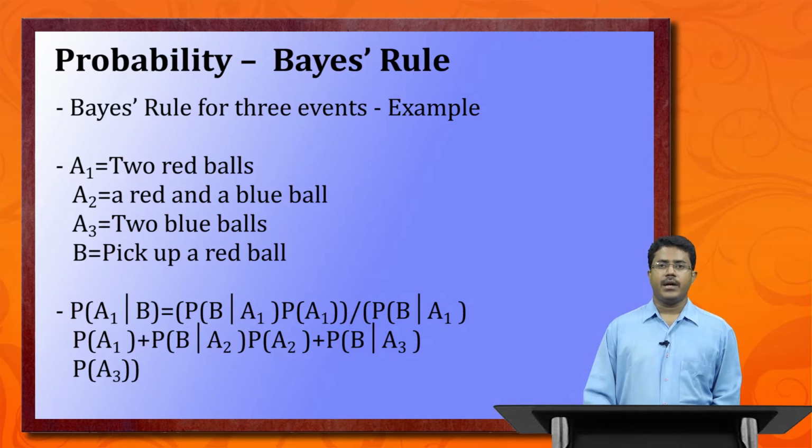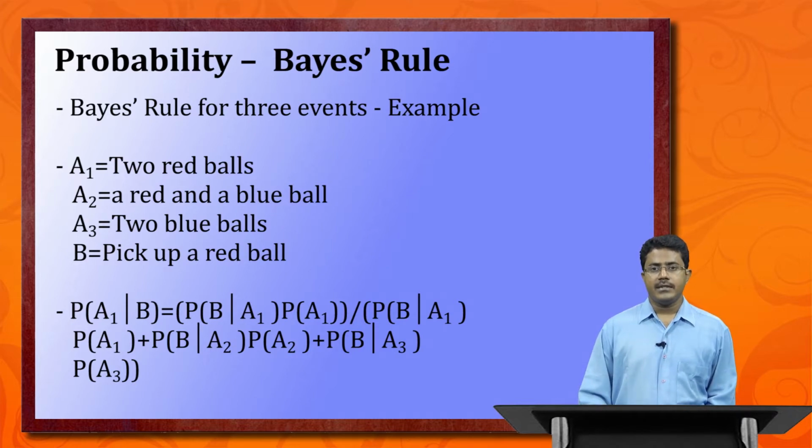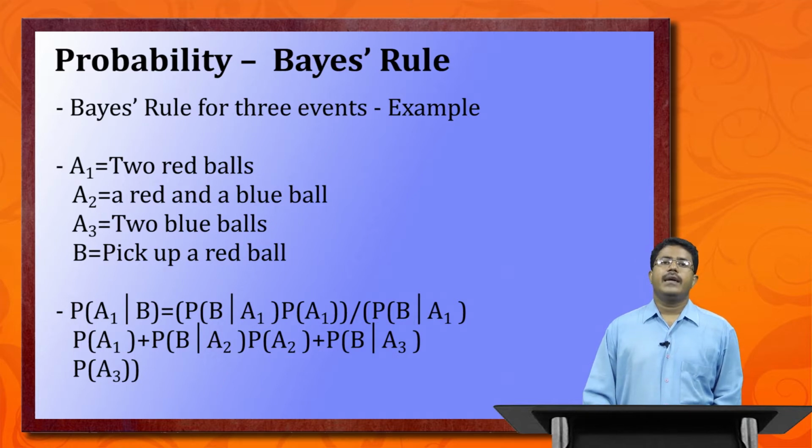So P(B|A1) is 1. What is P(A1)? P(A1) is that there are three boxes, and one box has only red balls, and the second box has a red ball too, out of the three boxes. So if I pick A1, the chance of getting a red ball from any box is 1 by 3.